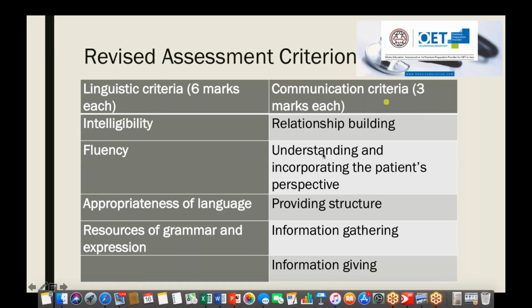And a new communication criteria is being added, and the sub-criteria are relationship building, understanding and incorporating patient's perspective, providing structure, information gathering and information giving, and each of these are worth 3 marks each.